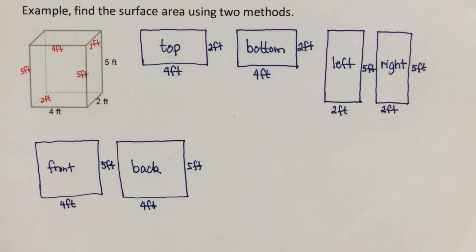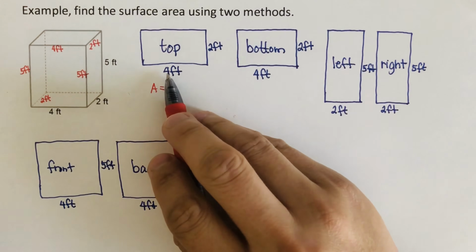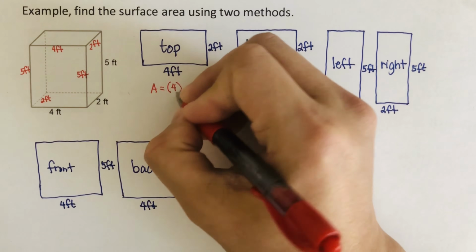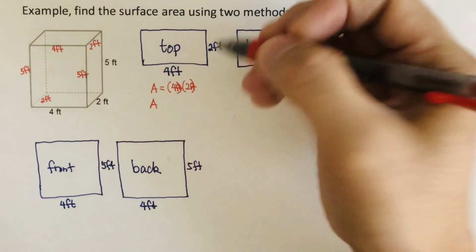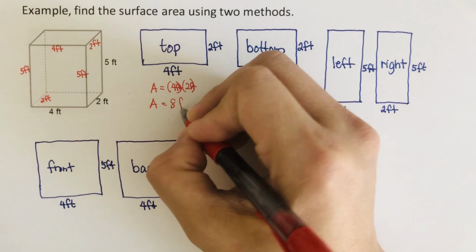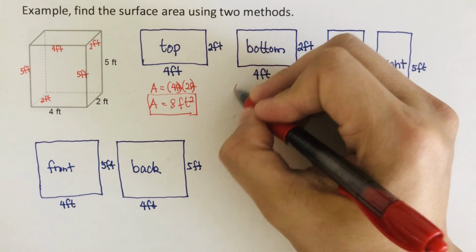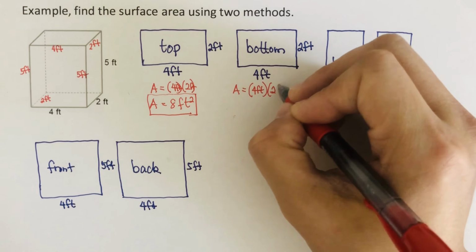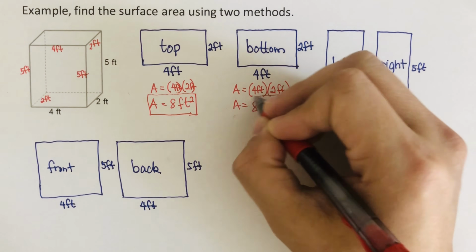Now, this time around, we are going to determine the area for each one of these. The area for this would be, multiply these two. 4 times 2, I'm just going to show the work. By the way, there's feet there and feet there, so that would be 8 feet squared. So that's the area for the top. I'll do the same thing for here. Area is 4 feet times 2 feet, which would be 8 feet squared.